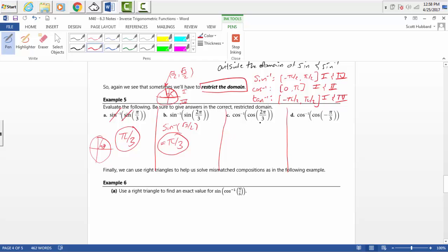Cosine inverse and cosine. So here, that's okay. This is the accepted domain for cosine inverse, between 0 and pi. So that means 2 pi over 3 is over here, so that's allowed. So we can just simply cross out, and we get the answer 2 pi over 3. Okay, we got one more, this negative pi over 3. So this is a no-go, because the accepted domain, again, was here. Negative pi over 3 is way down here.